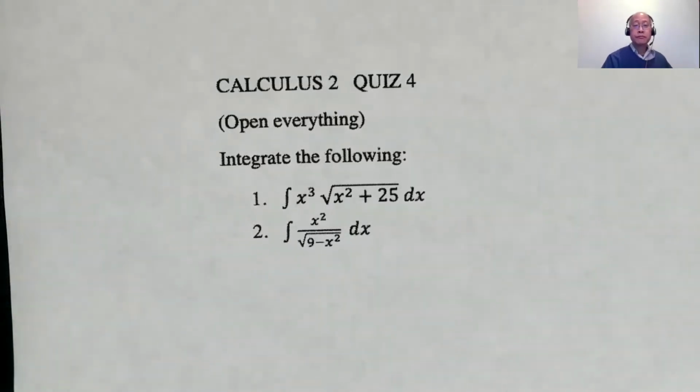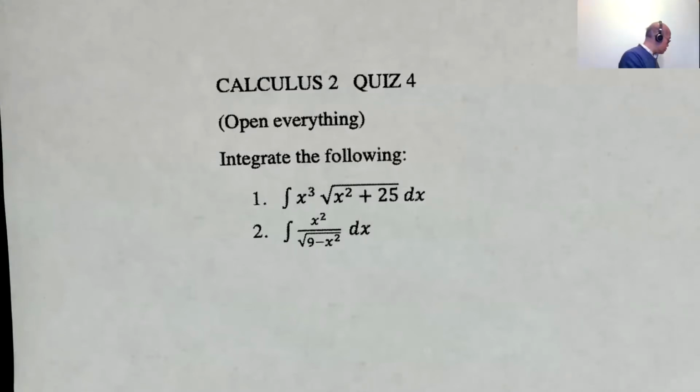7.3 material. Okay, number 1, integral of x cubed square root of x squared plus 25 dx. Number 2 is the integral of x squared over radical 9 minus x squared dx. Okay, worst case, it's on the video. You can watch the video later. In fact, a lot of you aren't joining me synchronously here, of course, so then you have no choice but to do that. Okay, so this is all 7.3.